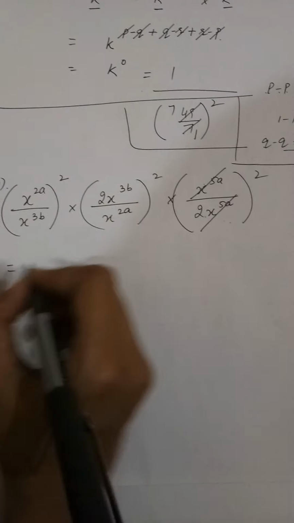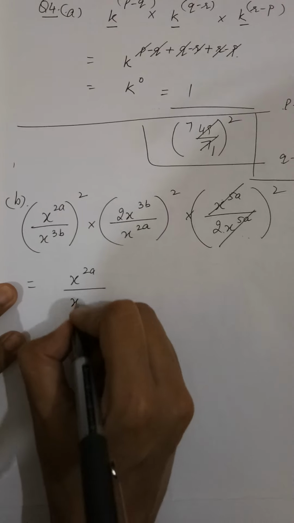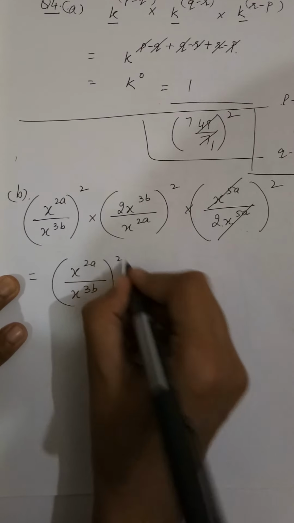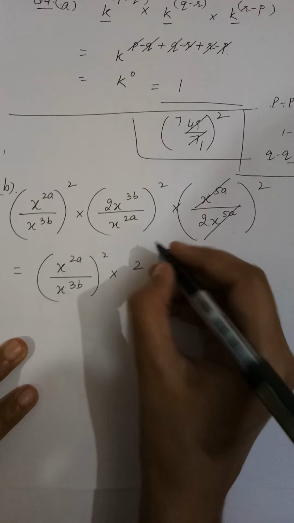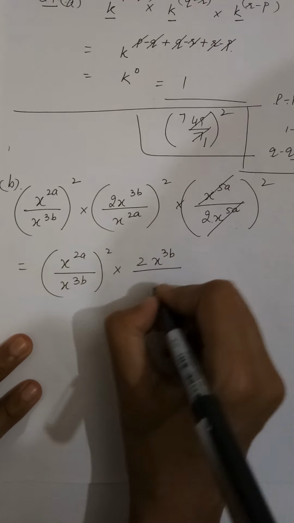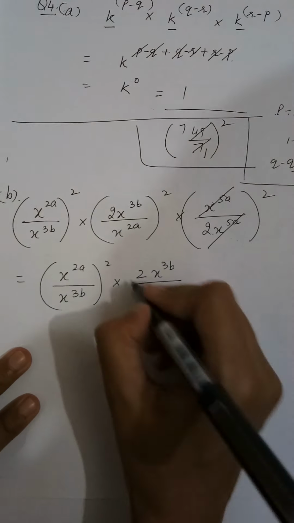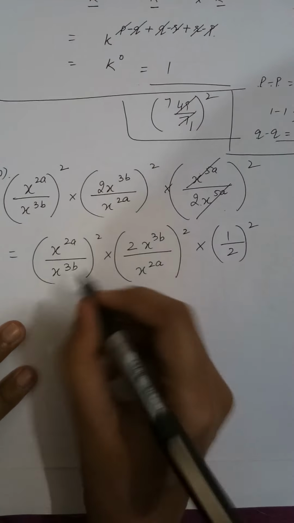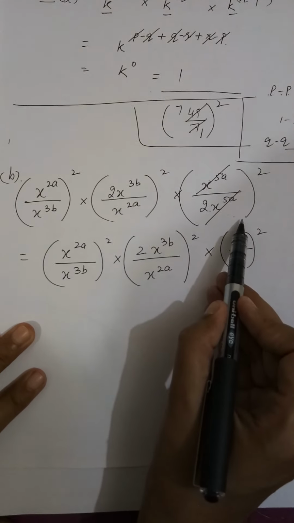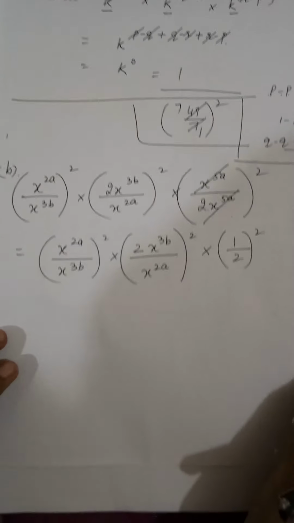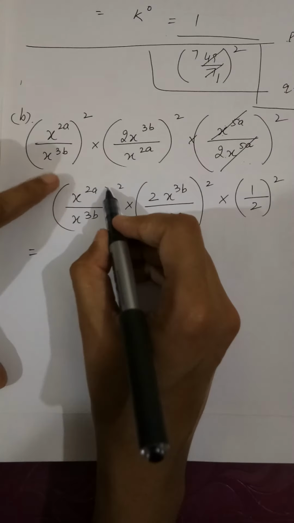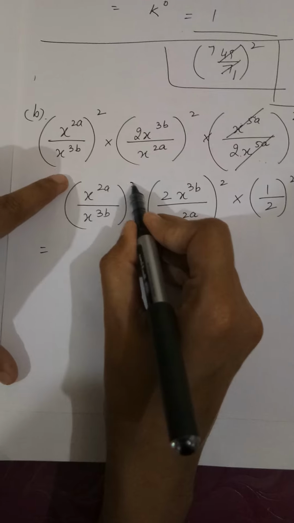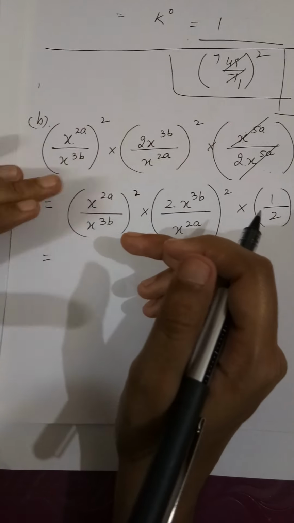Okay, so what is left with me? X to the power 2a upon x to the power 3b, whole square, into x to the power 3b upon x to the power 2a, whole square, into 1 upon 2, whole square, because x to the power 5a and x to the power 5a are getting cancelled. Right, now when you see that the power is in combined form, separate the powers.